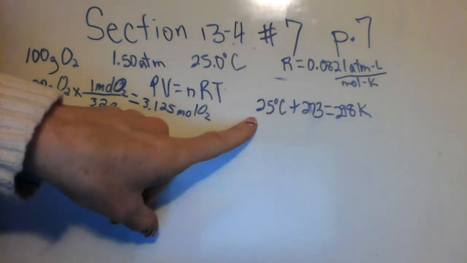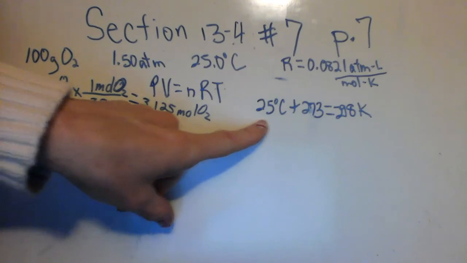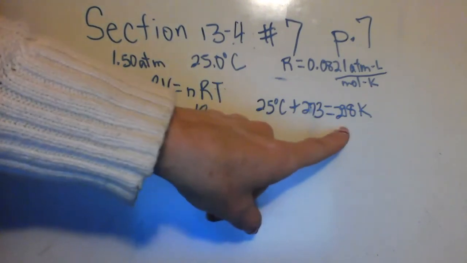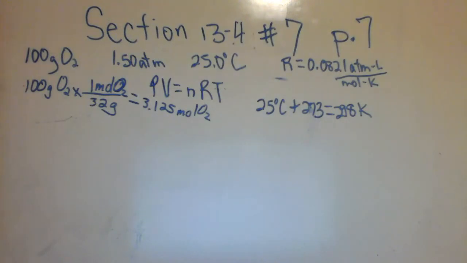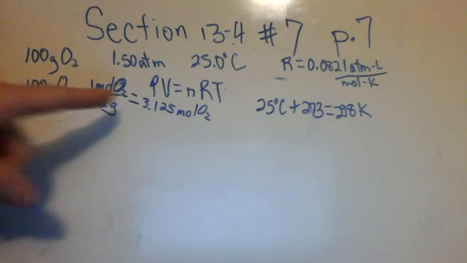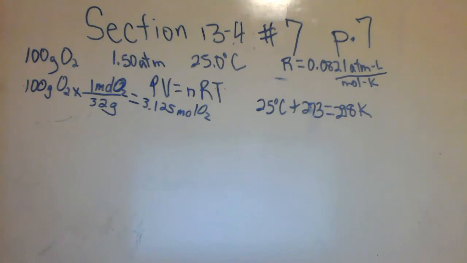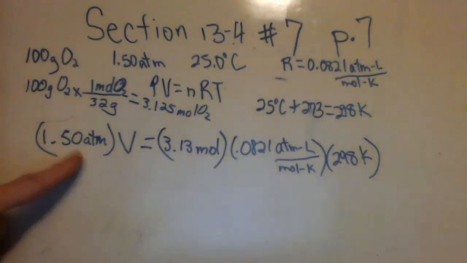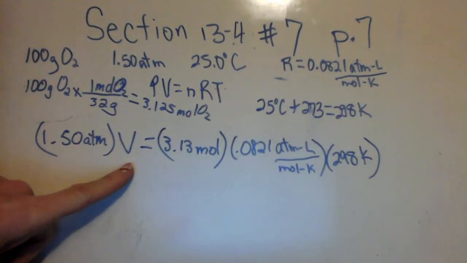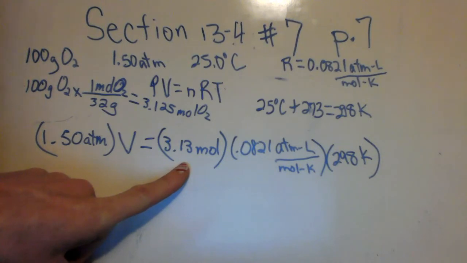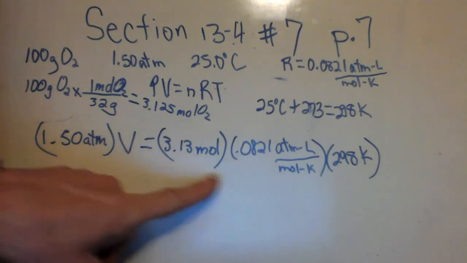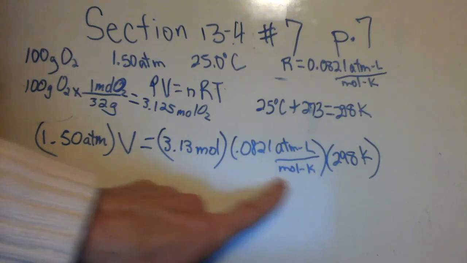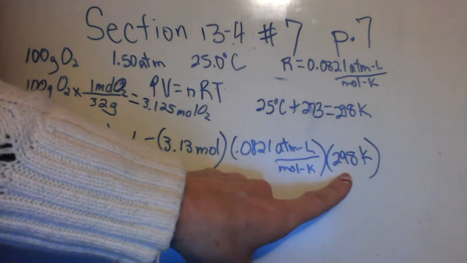The temperature also has to be changed into absolute temperature in kelvins. By adding 273, we get 298 kelvins. Now we will replace the variables in the equation to solve for volume. We place 1.50 atmospheres for pressure. Volume remains a variable because that's what we're solving for. 3.13 rounded for the moles of oxygen, the universal gas constant, and the temperature in kelvins.